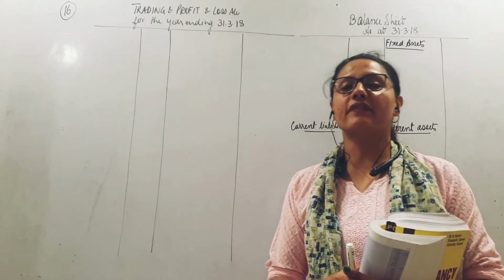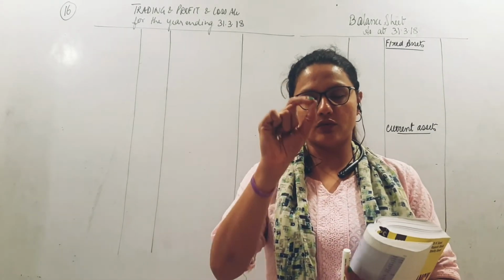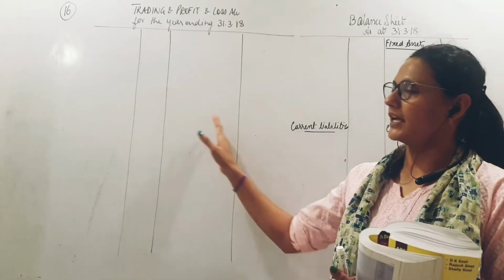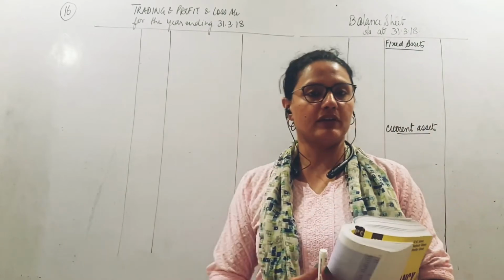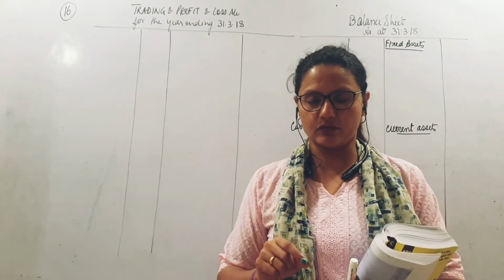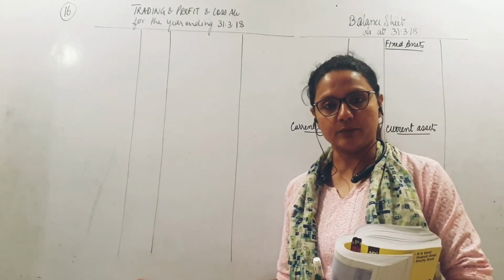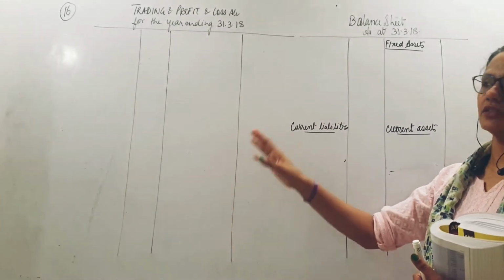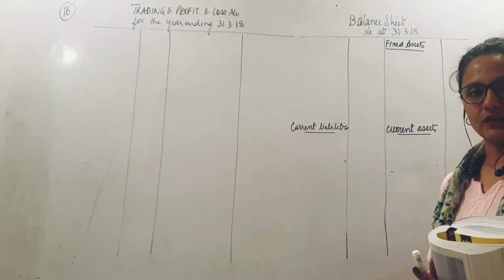Now some students find it convenient to do it one by one. Whatever is given, you know that whatever is going to go to the trading account, they put it there and finish off with the gross profit. Then they come to the profit and loss account. Again, look for things which are supposed to come for P&L, put them there, find out net profit, then bring net profit here, and then the remaining items of the trial balance are put in the balance sheet. That's one way.